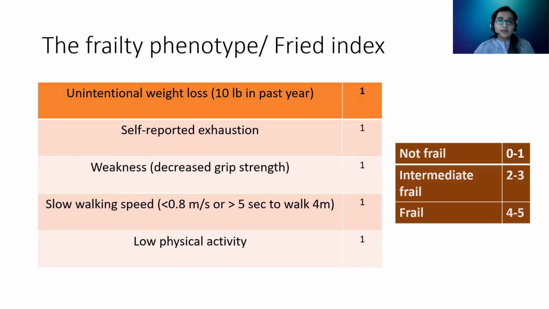The Fried phenotype is the best known of the clinical evaluations and consists of five criteria. These are unintentional weight loss, that is more than 10 pounds in the past year, self-reported exhaustion, weakness assessed by decreased grip strength, slow walking speed, that is the patient takes more than 5 seconds to walk 4 meters, and no physical activity. 1 point is assigned to each of these 5 criteria, and patients with 4 to 5 points are considered to be frail. This scale is validated and has shown good prognostic value.